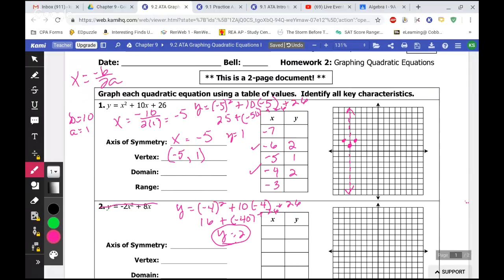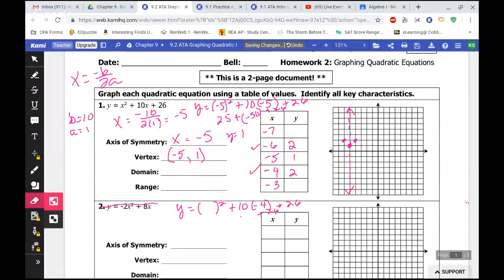All right. Good job. Way to go, Kennedy. Way to be brave. And welcome to Math Lab, by the way.